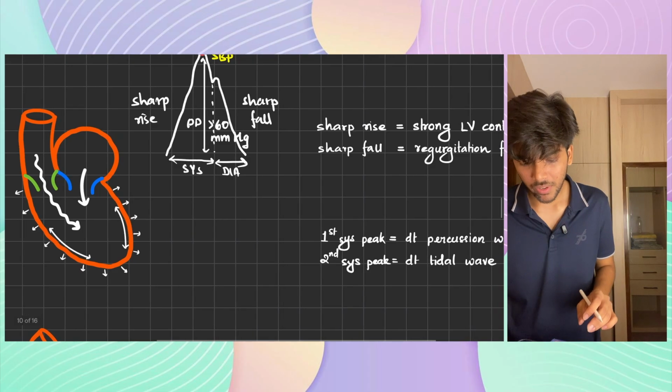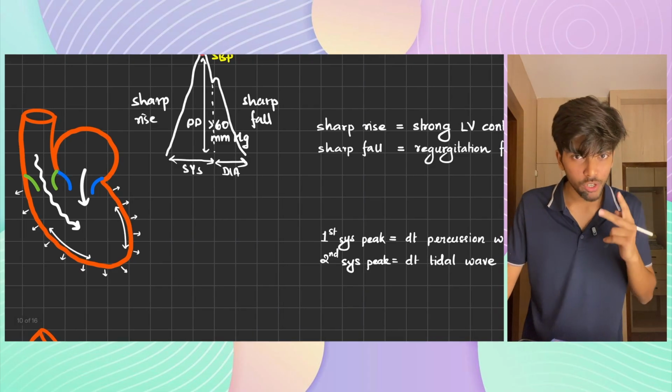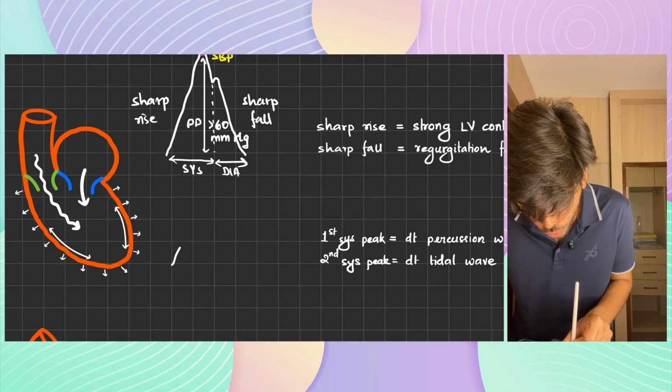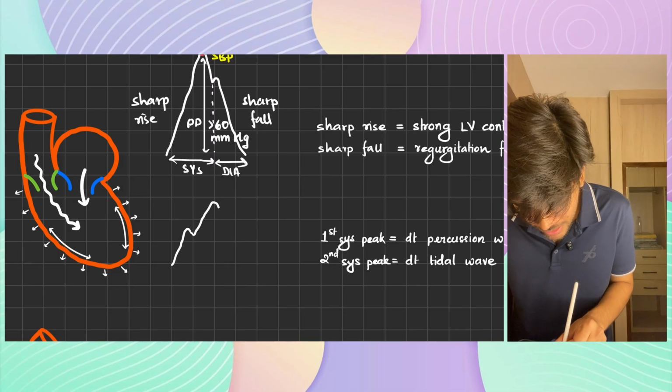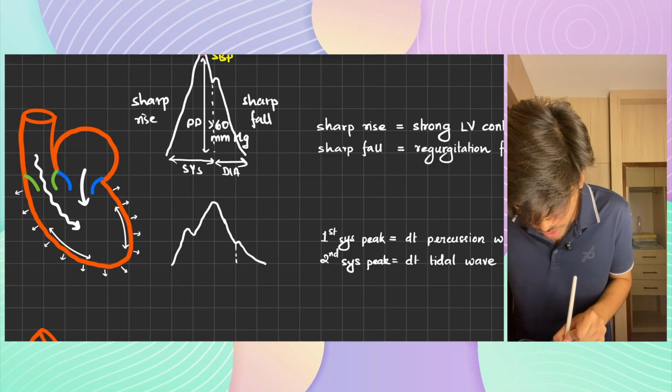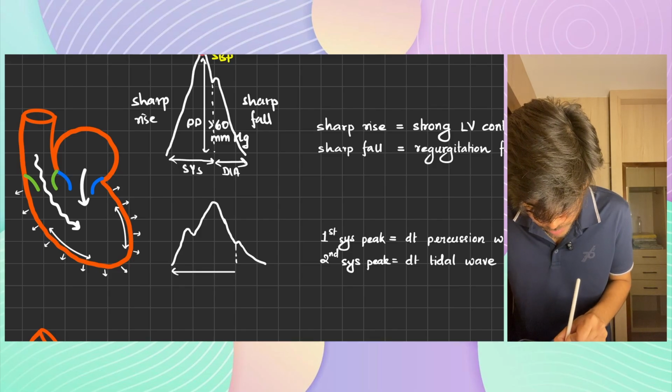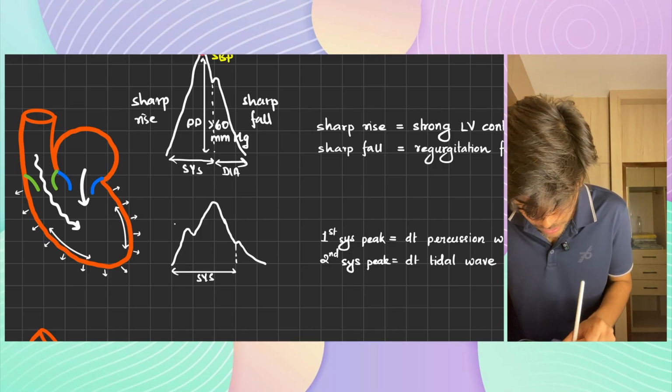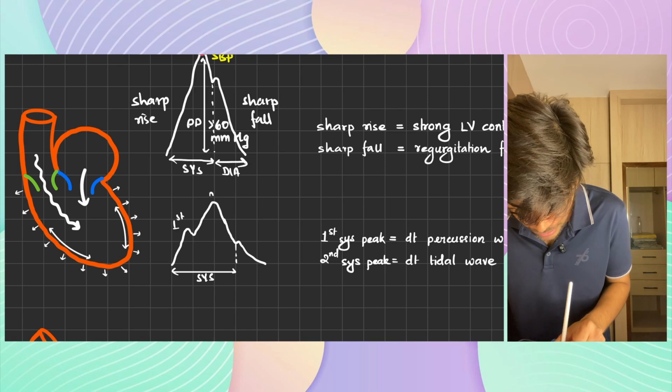What is pulsus bisferiens? Very easy. Bis means two. So there are two peaks in systole. See, here's the dicrotic notch which marks the end of systole. So this much is systole. And in one systole, there's the first peak and then the second peak.